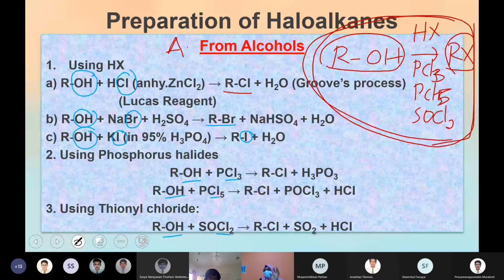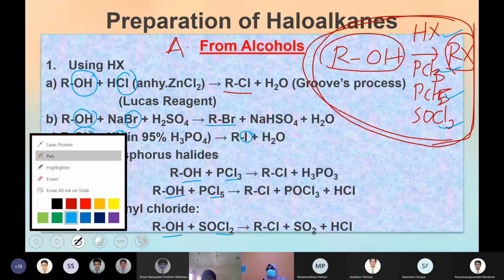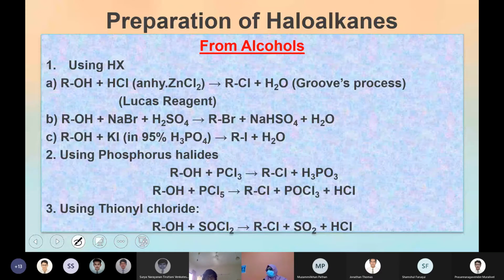So directly nobody is going to ask, not even a 1 mark or 2 mark question, like write a method for the preparation of haloalkane. There won't be any such question. But maybe as part of a conversion, you need to convert an alcohol to an alkyl halide to get something else. For that conversion, you should know you can use any of these reagents. That much information is required. That means you need to be a little tricky in learning rather than learning everything and getting confused. Take it in a tricky way.